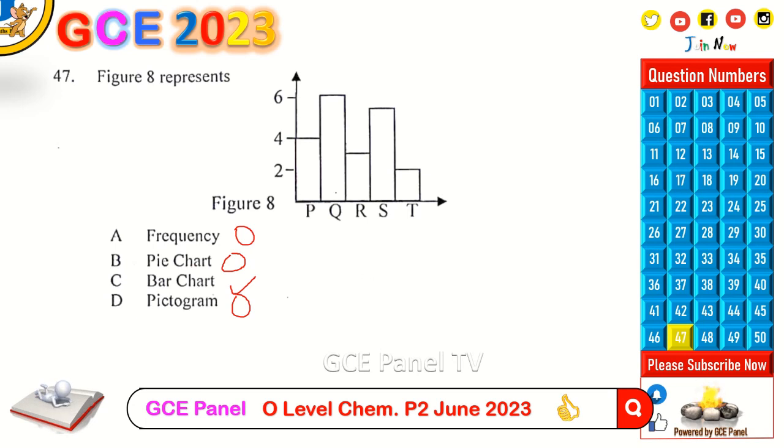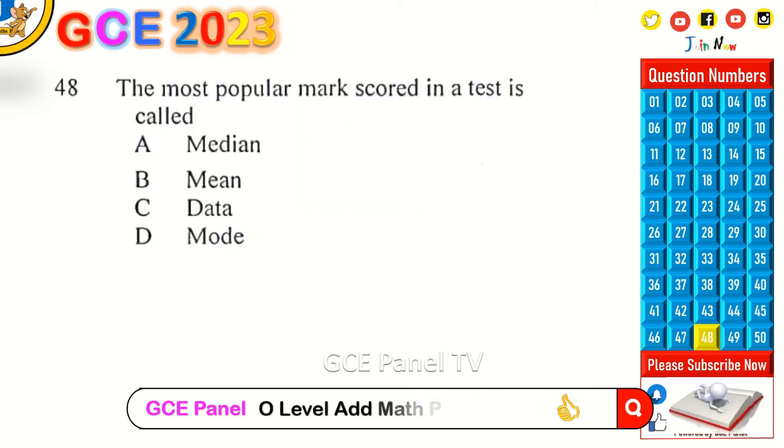Question 48. The most popular mark scored in a test is called, most popular means most frequent, is called the mode. The modal mark. Mode is the mark with the highest frequency of occurrence.